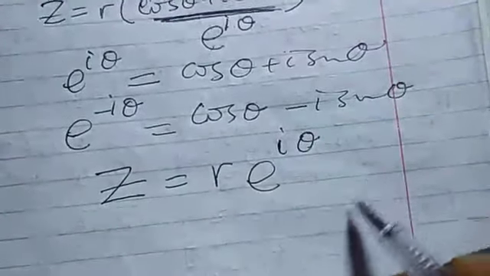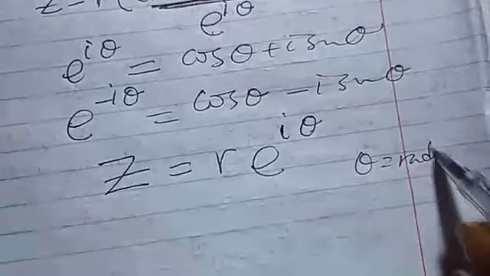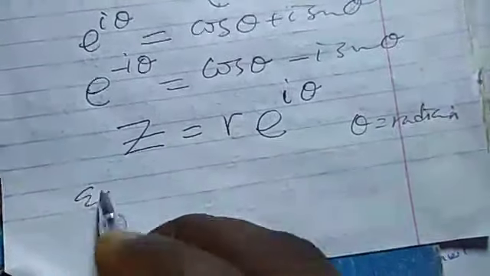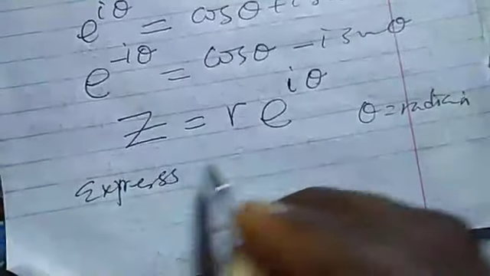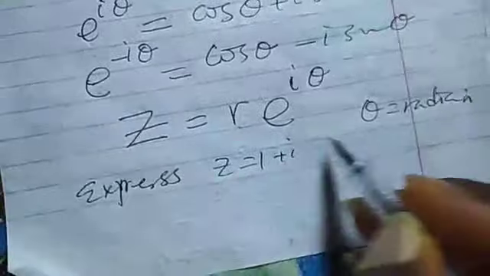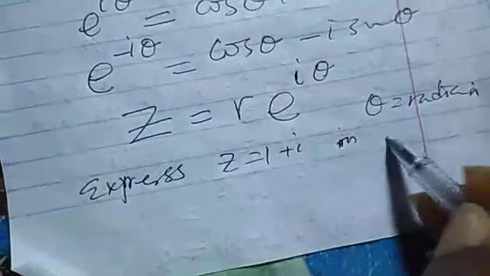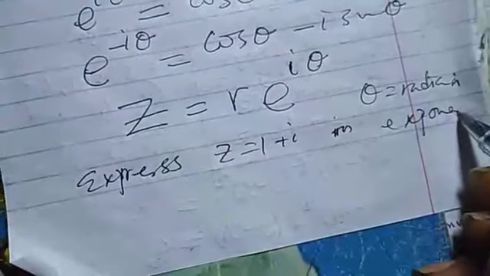This theta is in radian. It has to be in radian form. It must not be in degree form. For instance, let's say we want to express z is equal to 1 plus i in exponential form.